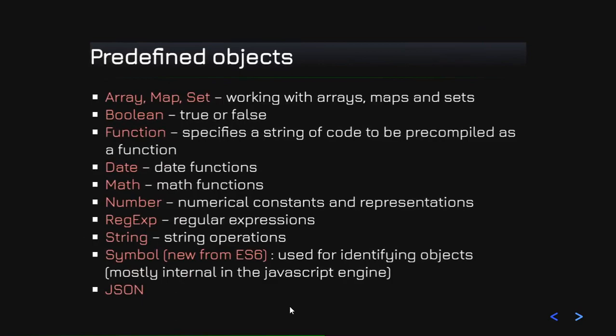Some predefined objects of the JavaScript language. We have array, as you've already seen, but we also have map and set for working with maps and sets. We have boolean, you've already seen, function, already seen, which specifies a string of code to be precompiled as a function. We have date and math: date for time and date values, math for mathematical functions, number for numerical constants, and regular expression. You've already seen symbol, which is new to ES6. It's used to identify objects. I haven't used this one much. And JSON for JavaScript Object Notation, which we will use a lot when moving to server-side web programming.